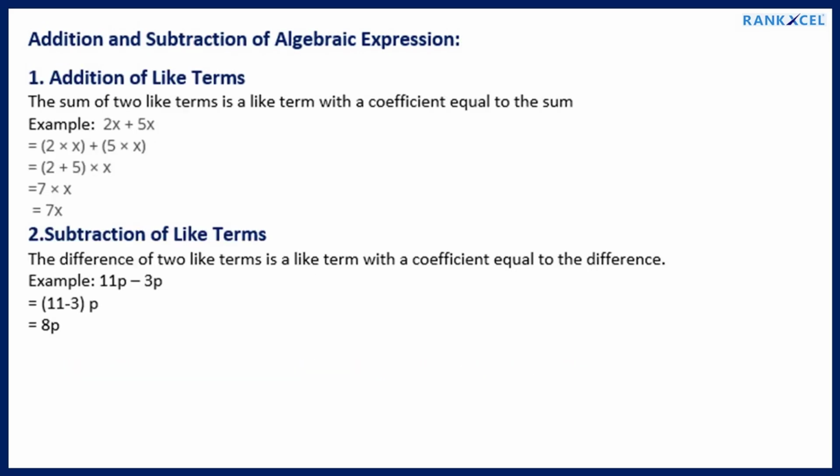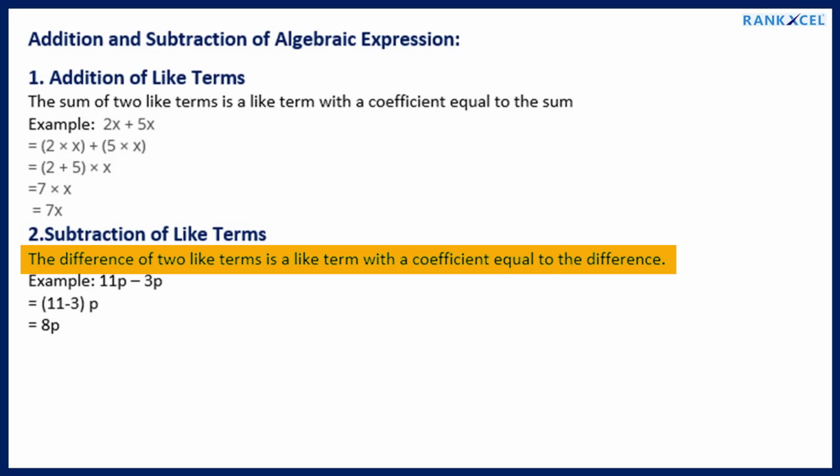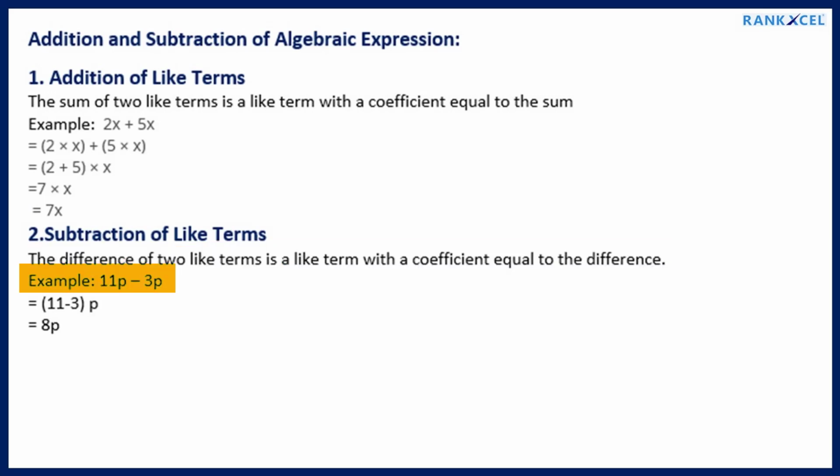Addition and subtraction of algebraic expressions. 1. Addition of like terms. The sum of 2 like terms is a like term with a coefficient equal to the sum. Example, 2x plus 5x equals 2 times x plus 5 times x, equals 2 plus 5 times x, equals 7 times x, equals 7x. 2. Subtraction of like terms. The difference of 2 like terms is a like term with a coefficient equal to the difference. Example, 11p minus 3p equals 11 minus 3 times p, equals 8p.